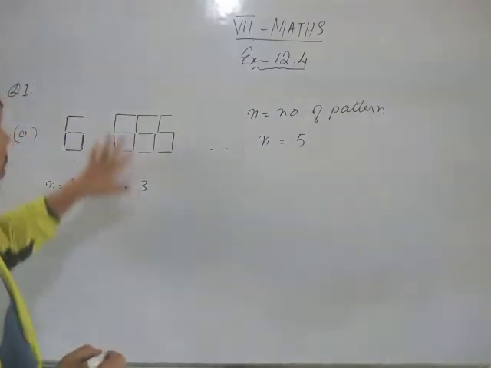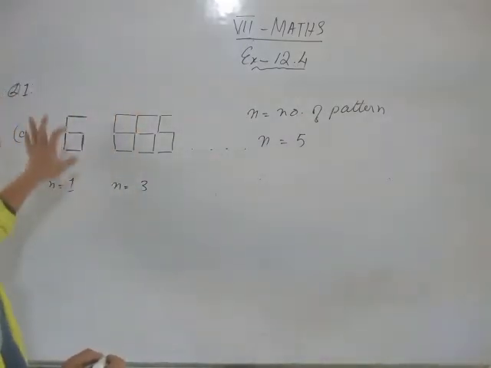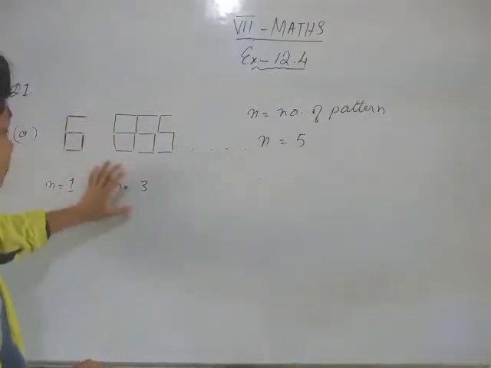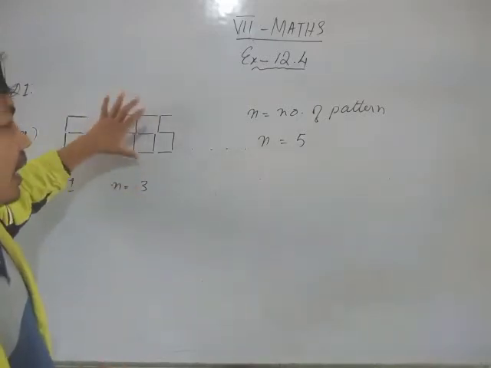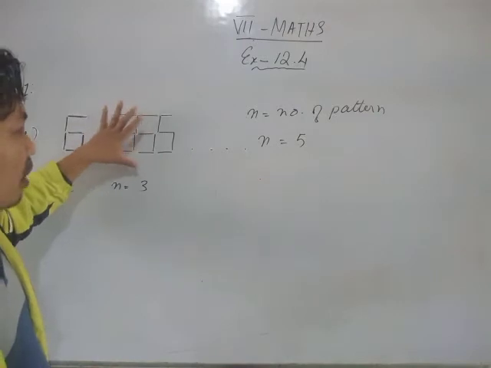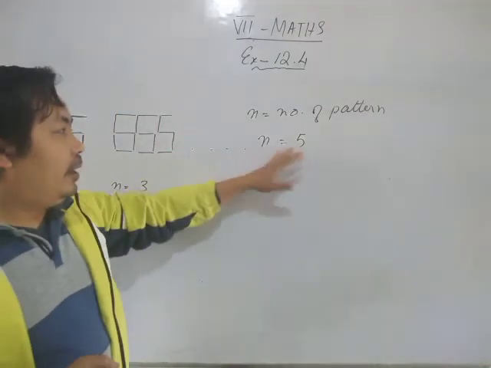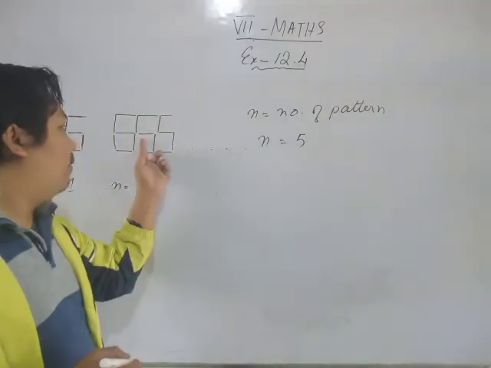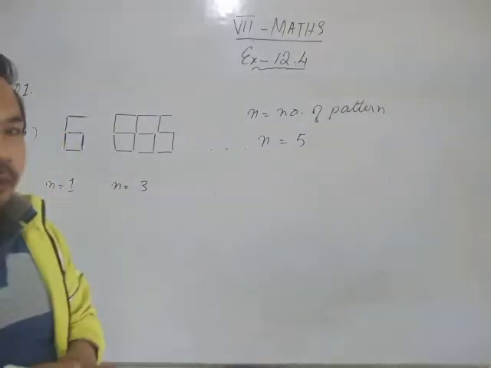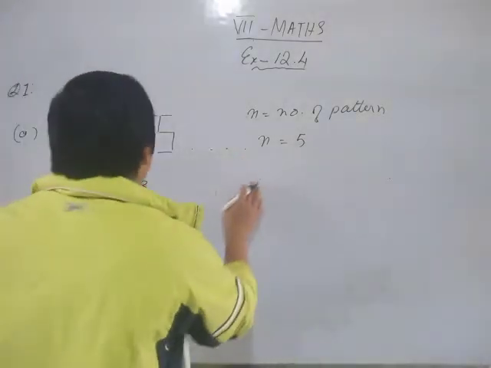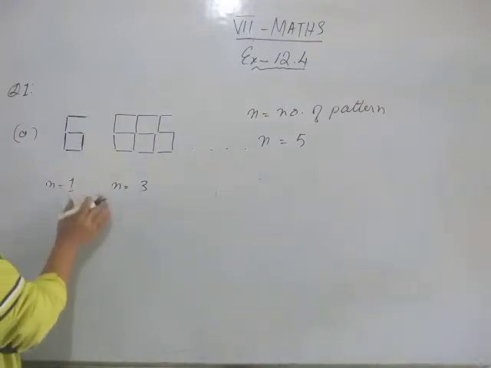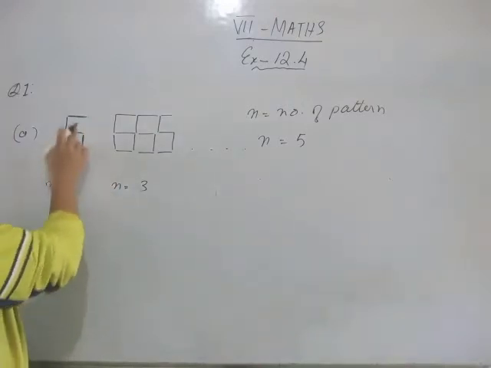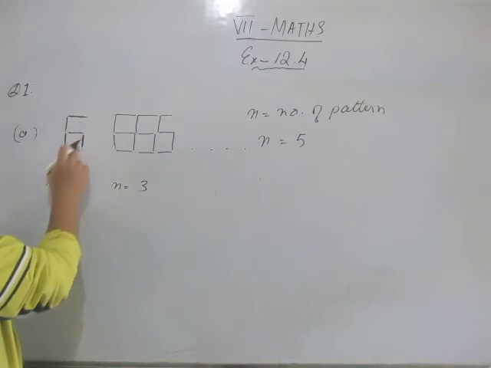Okay, 3. How many patterns are there? We don't know. 1 is 6. For 3, how many patterns are there? 3 patterns are there. How many segments are there? We don't know. We have to count. Okay. If the number of patterns is 5, this type of pattern is 5, how many segments are required? We can see. So first of all, what we have to do is we are going to make an expression here, an algebraic expression. Okay, 1, 2, 3, 4, 5, 6, isn't it?